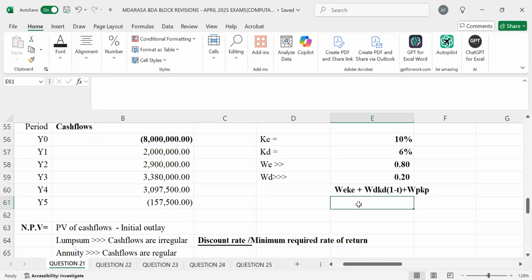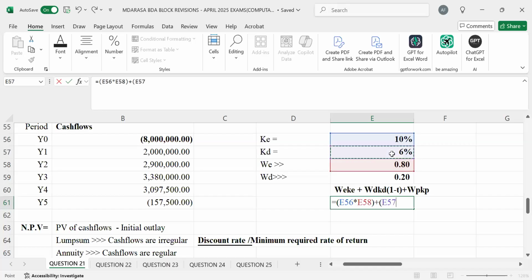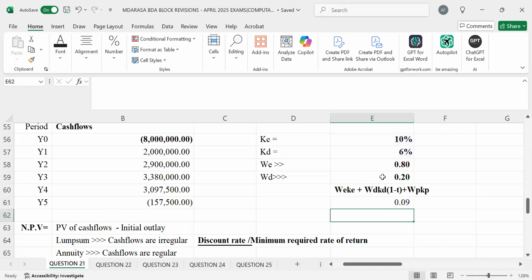So once we have this, we have everything now. We simply take KE, that is a cost of equity, times weight of equity. We add cost of debt after tax times weight of debt, so that our WACC, we have this value that we have there.